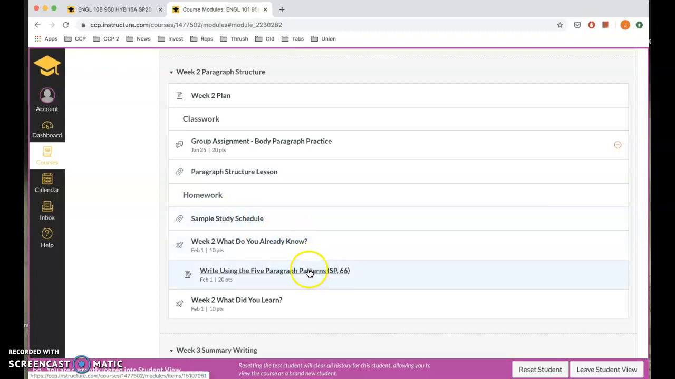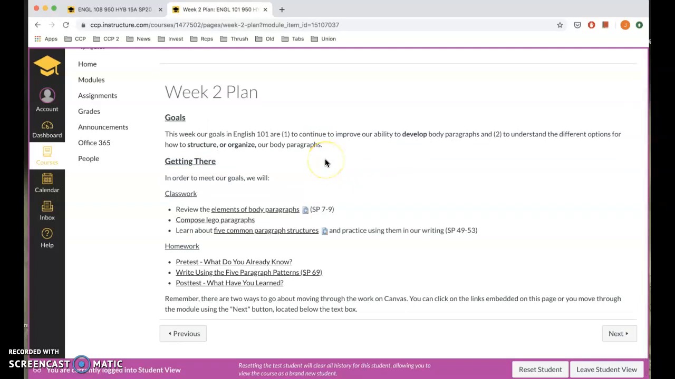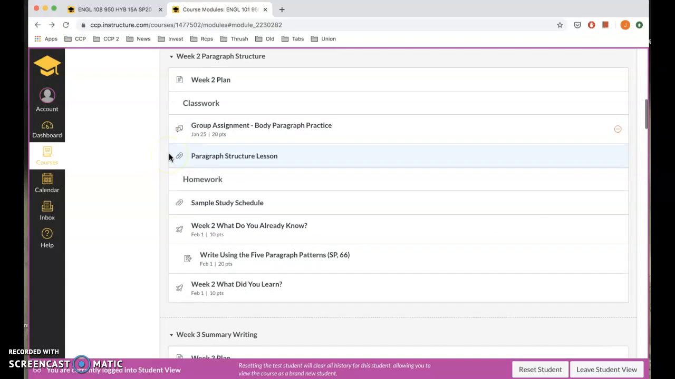So here's your pretest, here's your write with the 5 patterns, here's your what did you learn. If you just walk through that module, you're good. This week 2 plan just reiterates all that and has links to the pieces in the module. So you can go about it whichever way makes sense for you. I may need to change some of these page numbers. I'm not sure. I'll double check them. So that's your 101 module.